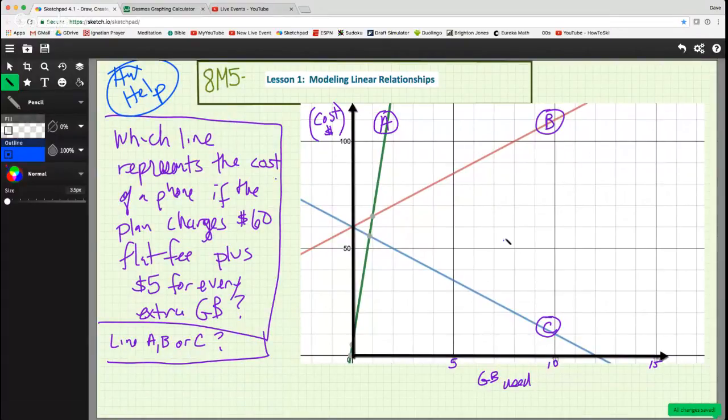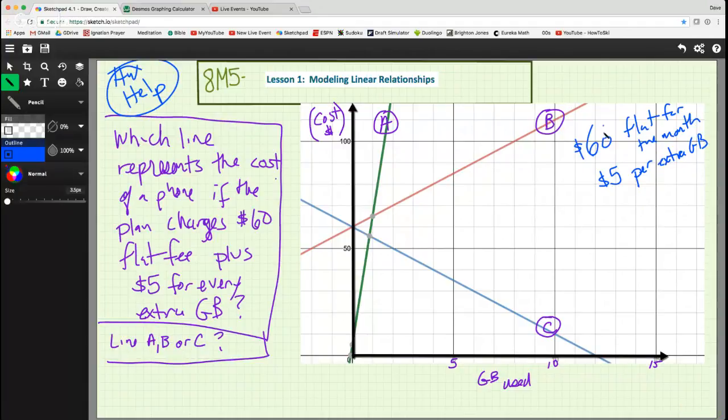So which line represents the cost of a phone? So now you have to pay for a phone, or your parents have to pay for a phone, and the plan costs you $60 a flat fee per month, plus $5 for every extra gigabyte. So it's $60 flat for the month, and it's $5 per extra gigabyte.